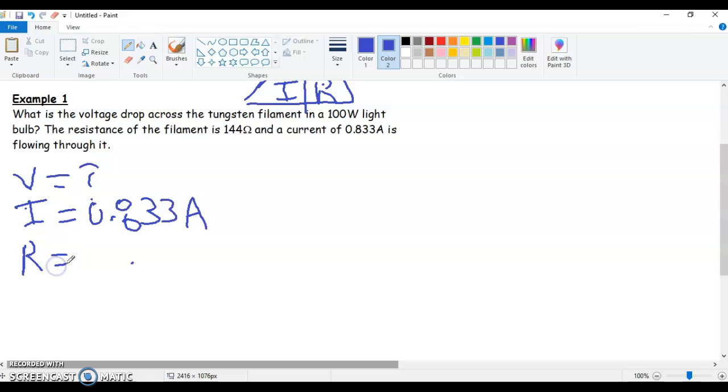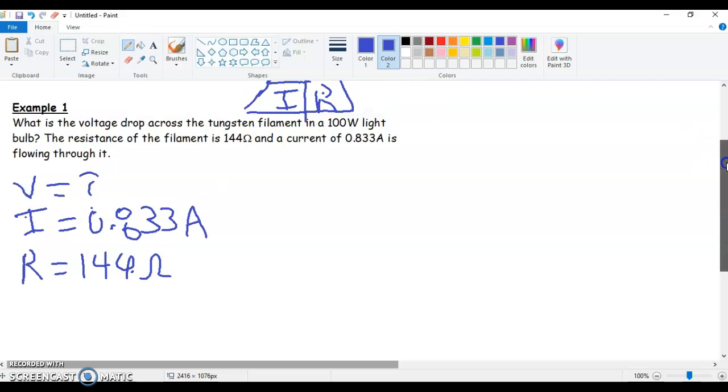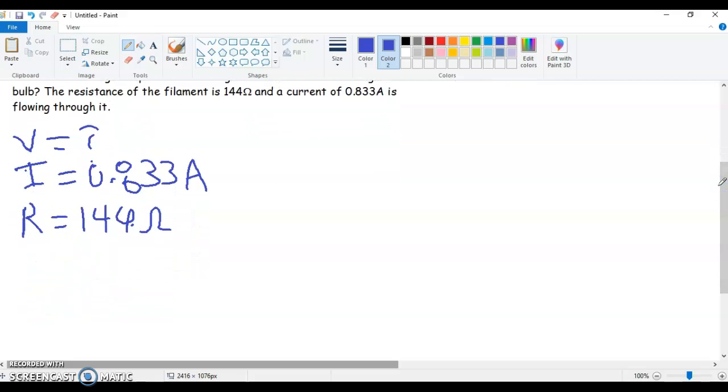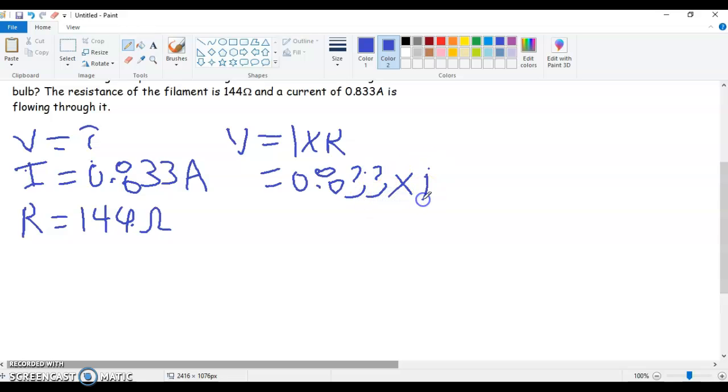And R equals 144 ohms. Okay? So we are solving for V. So going back to my triangle up here, cover up V, it's going to equal I times R. So let's sub in the numbers. 0.833 times 144.